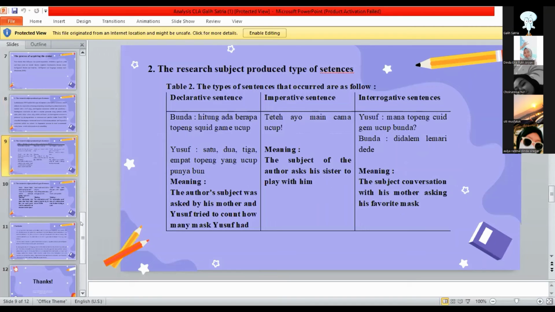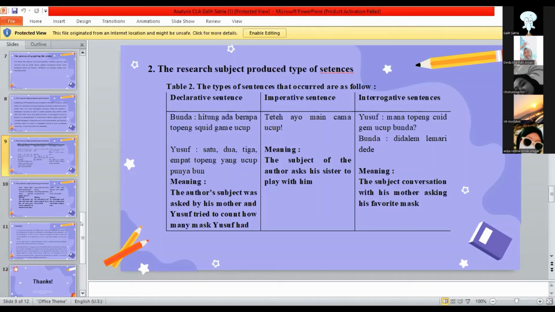Yeah, this is an example from Yusuf. For the declarative sentence, there is "hitung ada berapa topeng Squid Game yang Ucup," and then Yusuf answers "1, 2, 3, 4 topeng yang Ucup punya, Bun," meaning the author's subject was asked by his mother, and Yusuf tried to count how many masks Yusuf had. And then the imperative sentence, "Teteh, ayo main sama Ucup," meaning that the subject of the author asks his sister to play with him.